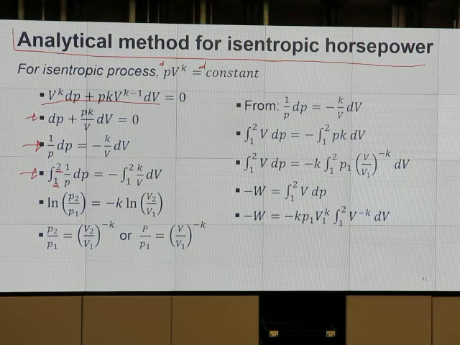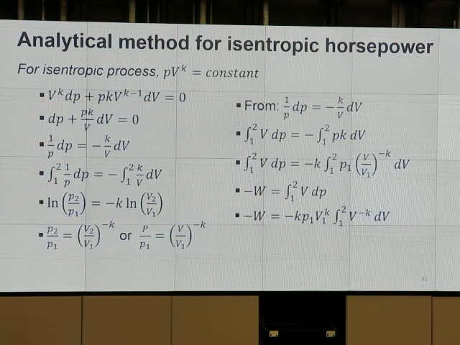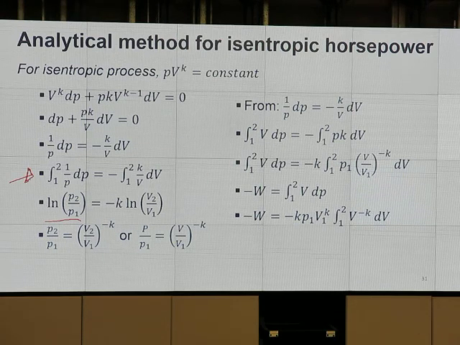We compress the gas, so the integration limit is from condition 1 to condition 2. We put that on both sides. Integration of 1 over P dP gives natural log of P. Substitute the limits: condition 1 we have P1, condition 2 we have P2. This kind of thing is calculus 1, and you are expected to know it because it is used in the derivation.